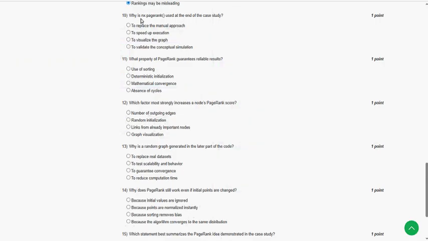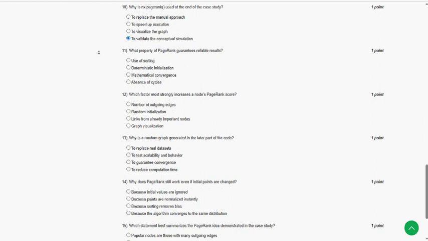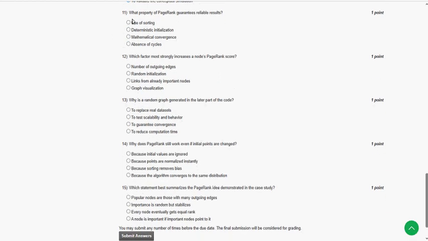So 10th question, for the 10th question, the fourth option, to validate the conceptual simulation. Next, 11th one, what property of page rank guarantees reliable results? For the 11th question, the third option, mathematical convergence.